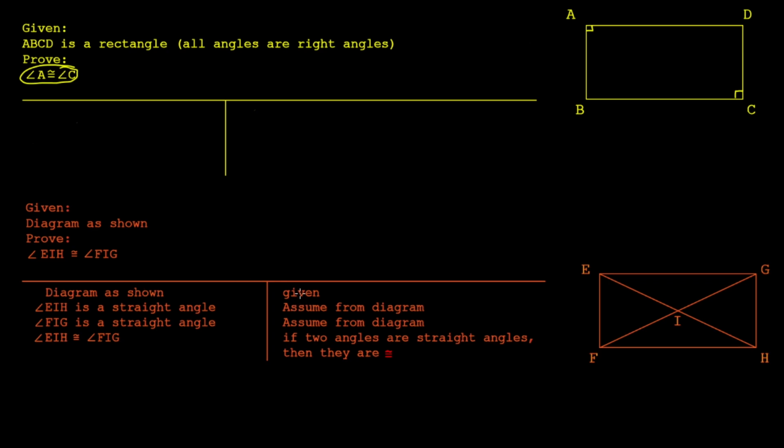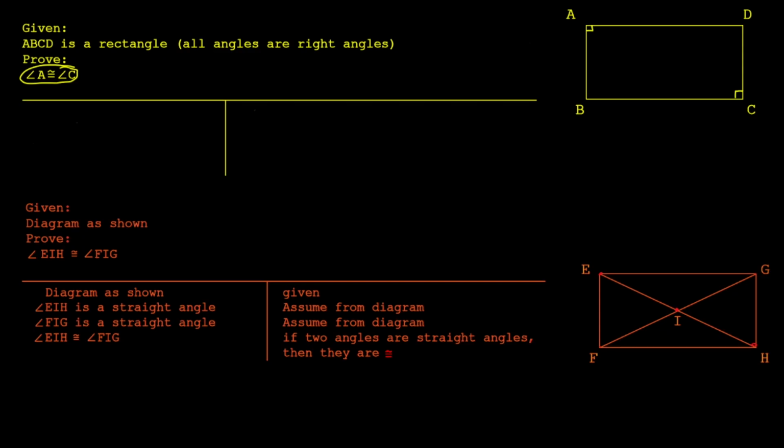Diagram as shown, given. Angle EIH is a straight angle. Assume from diagram. You don't need anything fancier than that. Just assume from diagram. Angle FIG is a straight angle, assume from diagram. Angle EIH is congruent to angle FIG. If two angles are straight angles, then they are congruent, which you'll notice is a lot like if two angles are right angles, then they are congruent.